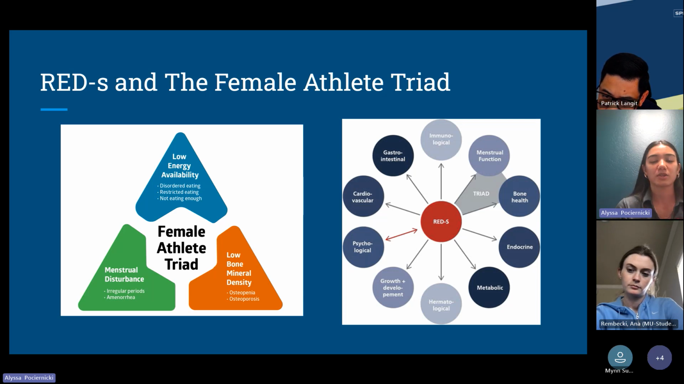And then once 2014 came, REDS encompasses the female athlete triad while also taking into consideration other aspects of health. So it'll look at endocrine, metabolic, hematological, growth and development, psychological, and so forth. But it has its little section there for bone health and menstruation.